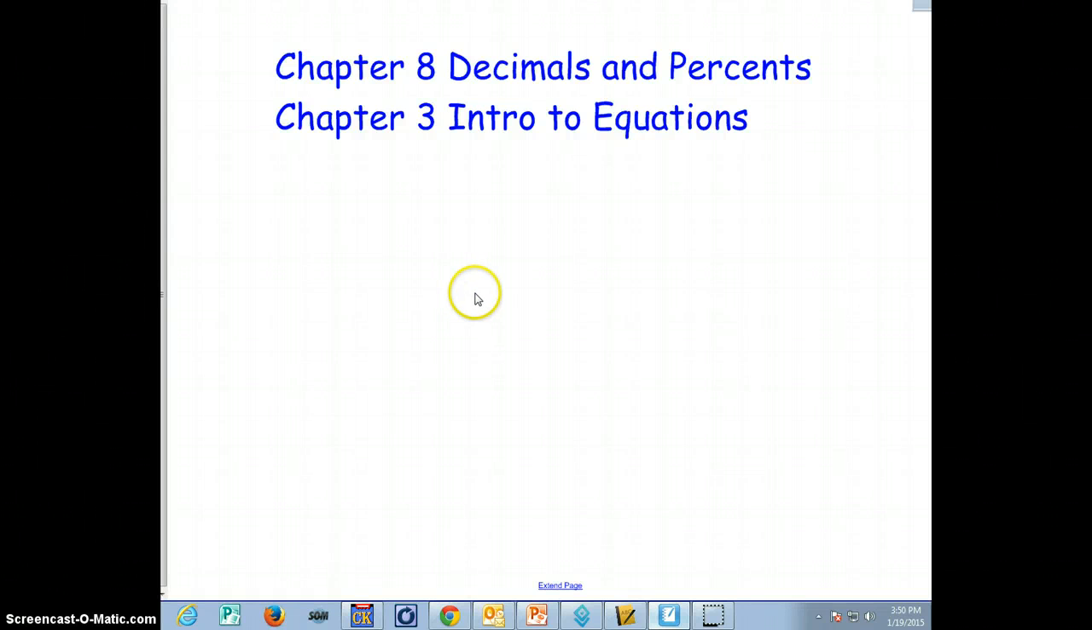Today we're going to work on being able to deal with decimal and percent problems, and also an introduction into equations. In solving equations, a lot of times they want you to get x equals to something, or they want you to be able to get your variable by itself, so we're going to work on part of those today.